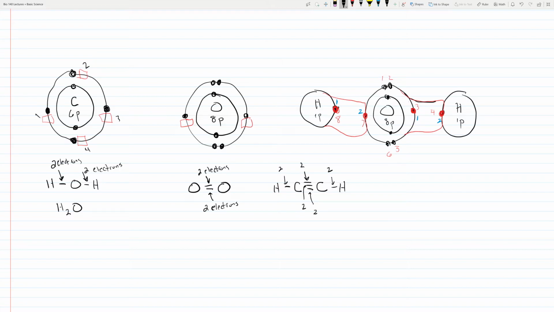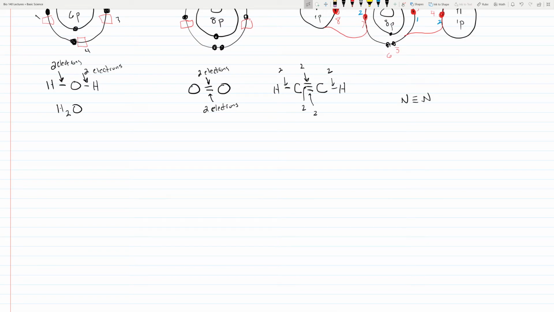And then the other most common one is nitrogen. Nitrogen can have 3 bonds. Nitrogen gas is N2, and N2 is triple bonded as well. So nitrogen can have 3 bonds. So these are covalent bonds. Now there is a special type of covalent bond that is called polar covalent bonds.